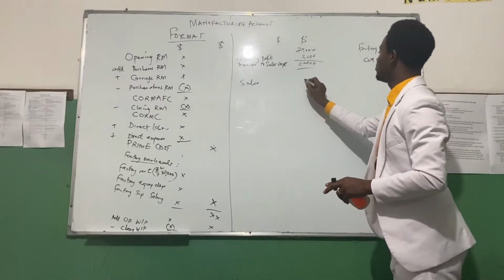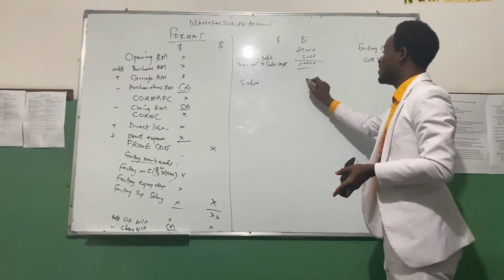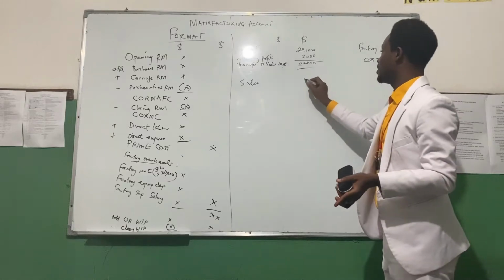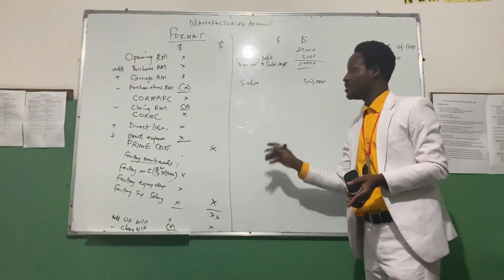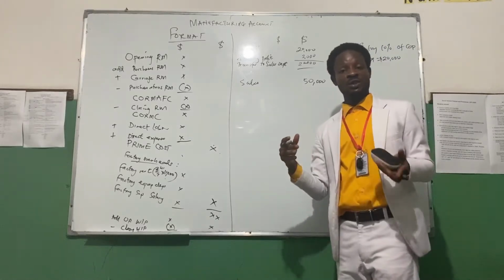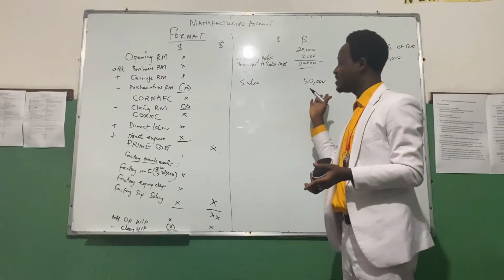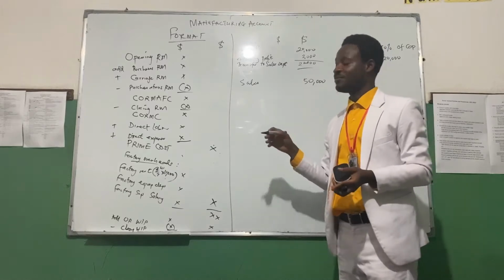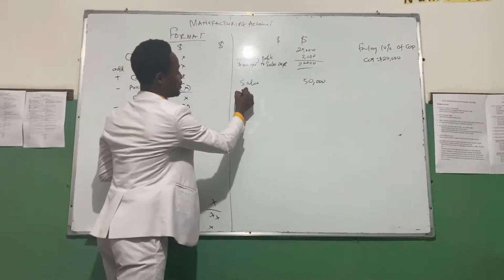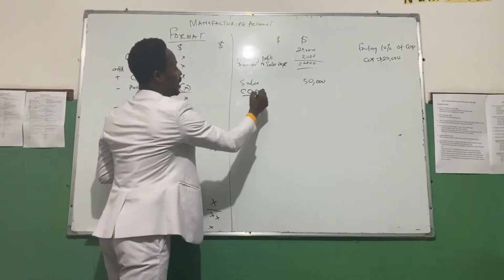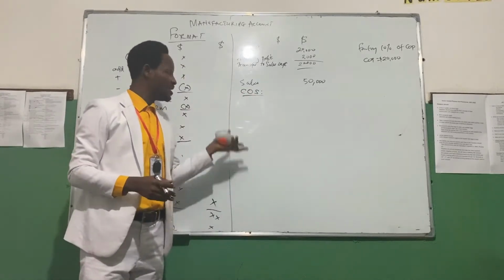So sales, let's assume it can be any value. Let me assume just a big value, $50,000. This is assumed. Then if you have sales returns, less sales returns to get net sales. Then we now go for cost of sales. How do we get cost of sales in this topic?